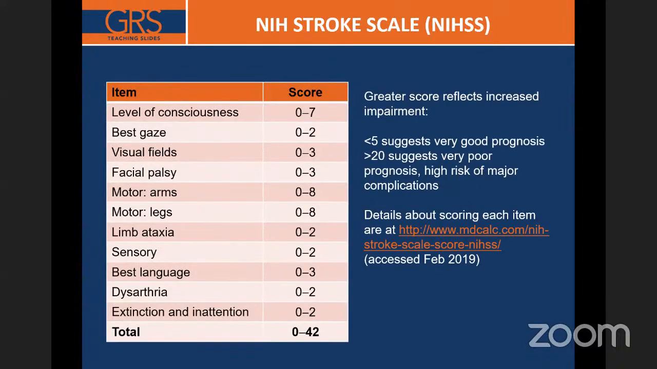This NIH Stroke Scale, our colleague will talk about in detail in the second topic, but in brief, it is a scale that identifies the severity of neurological impairment in those who have acute ischemic stroke. It has 11 items, with scores starting from 0, in which 0 means normal neurological function. The overall score, if it is less than 5, suggests very good prognosis. If it is more than 20, it suggests very poor prognosis and high risk of major complications, including death.